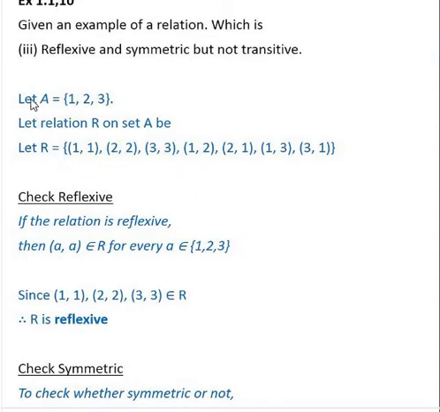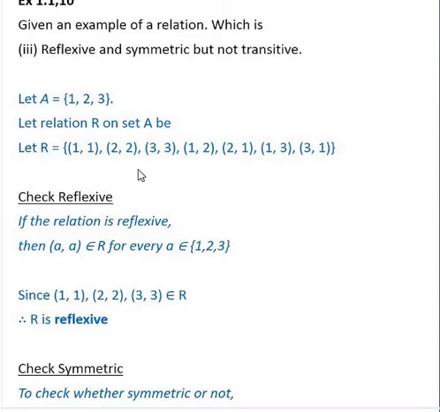Now we have chosen A equals {1, 2, 3}. As we want our relation to be reflexive, we have to insert (1, 1), (2, 2) and (3, 3) into this relation. Then only it will be reflexive. Now for symmetry, if you are taking (1, 2), then you must take (2, 1), right? If you are adding (1, 3), then you have to add (3, 1). If you are inserting (2, 3) in this relation, then you must insert (3, 2) into the relation.